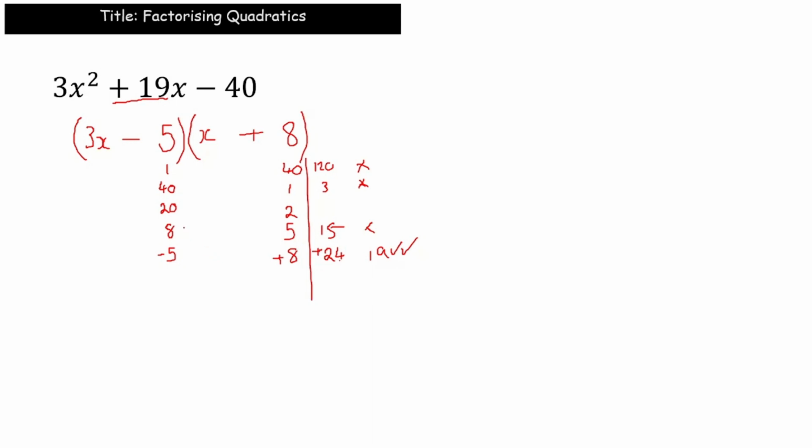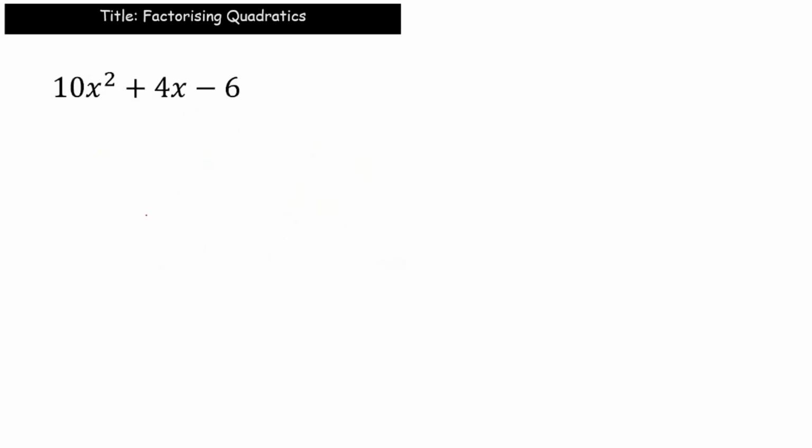How would this work if it's not a prime number? That's where it gets interesting. So this is more difficult because it could be 10x and x. Now some tests don't even give you ones this hard, but it's good to be able to do it. And then it could be 1 and 6, 6 and 1, 2 and 3, 3 and 2.